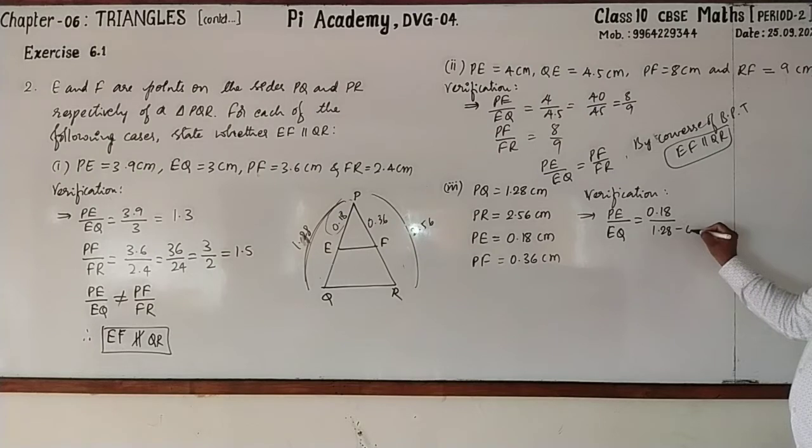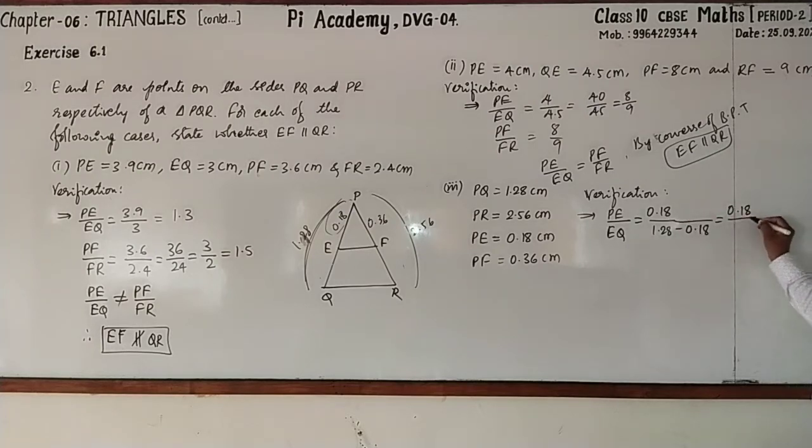1.28 minus 0.18. Now this is equal to 0.18 divided by 1.28 minus 0.18, which is 1.10. See, 8 minus 8, 0. 2 minus 1, 1. Then 1 minus 0, 1. This is equal to 18 by 110. Cancel it. 2 9s are 18, 2 55s are 110, so it is 9 by 55. Hope that you have understood.